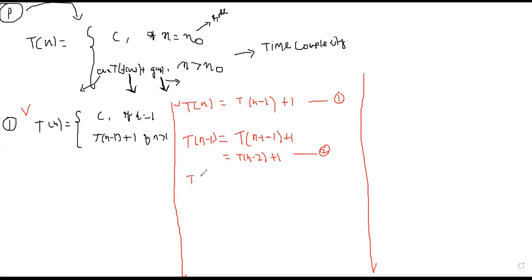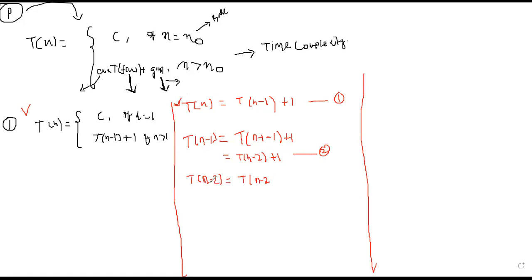Similarly, I will calculate the value of T of n minus 2. Why am I calculating T of n minus 2? Because you can see the right hand side is T of n minus 2. So I have to evaluate the value of T of n minus 2, by replacing in equation 1. Ab n ke jagah kya dalenge? Aap n ke jagah dalenge n minus 2. Everything I'm replacing here.